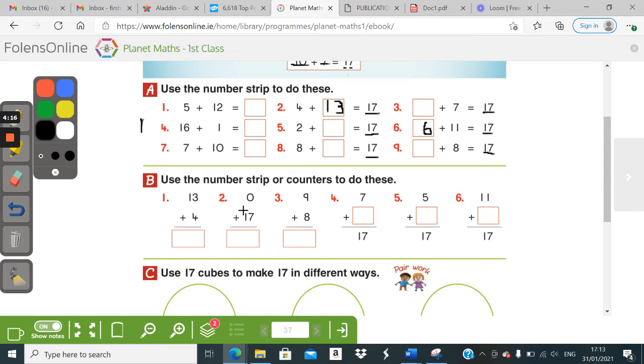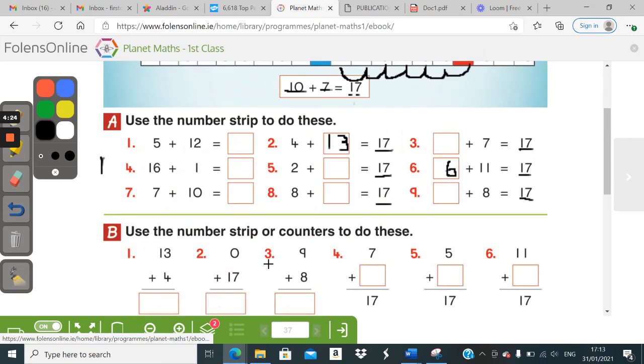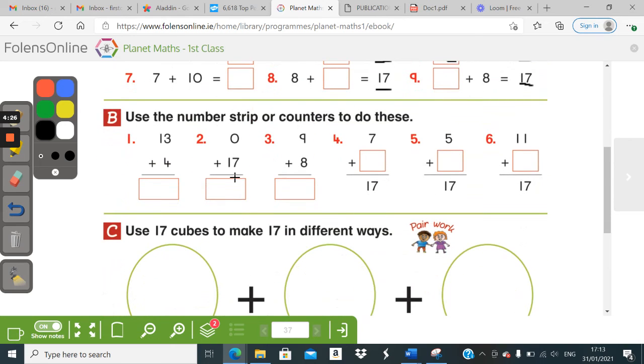Number 2, 0 plus 17. 0 plus 17, the answer is 17. But in my answer, it's very important, and I'll zoom in so you can see even clearer. It's very important that when I write 17 as my answer, my 7 stays with the other units, and the 1 in my 17 stays with the other tens, right underneath.